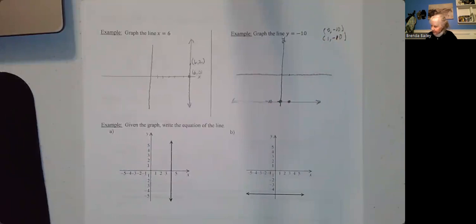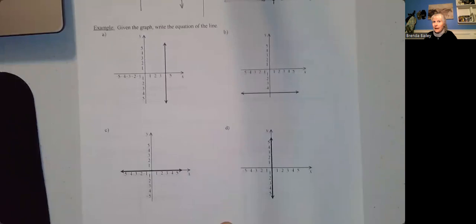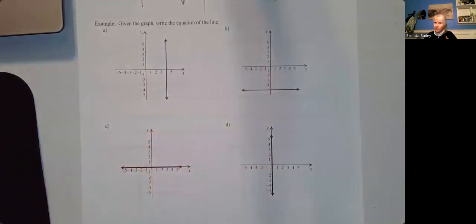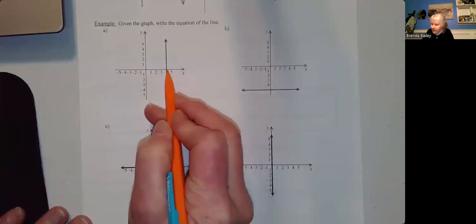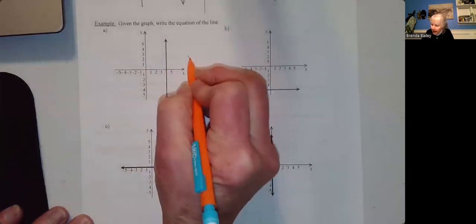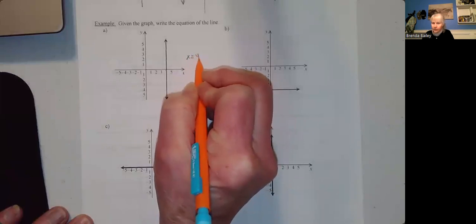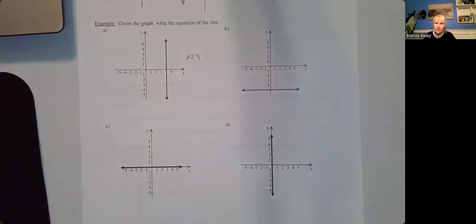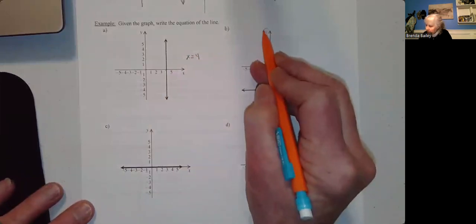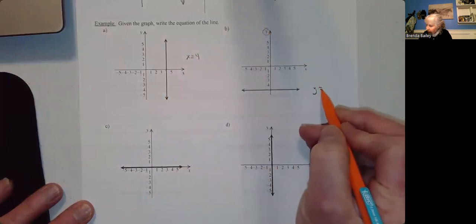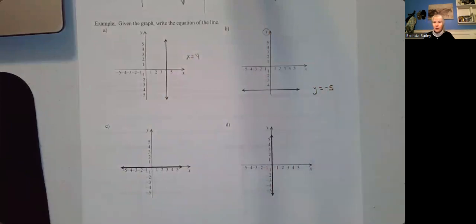Okay, so now, last thing, what if I give you the line, either vertical or horizontal, what would the equation be? Well, here, this one hits the x-axis at 4. So this is x equals 4. You're done. All righty. Let's look at B. This hits the y-axis at negative 5. There's your equation.